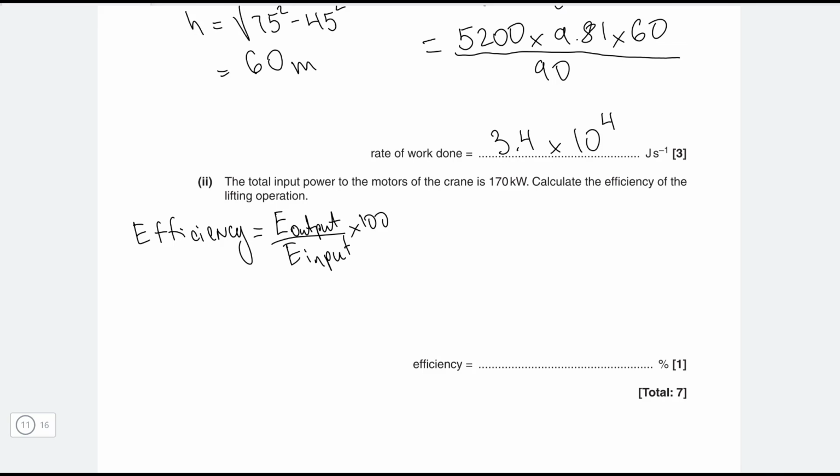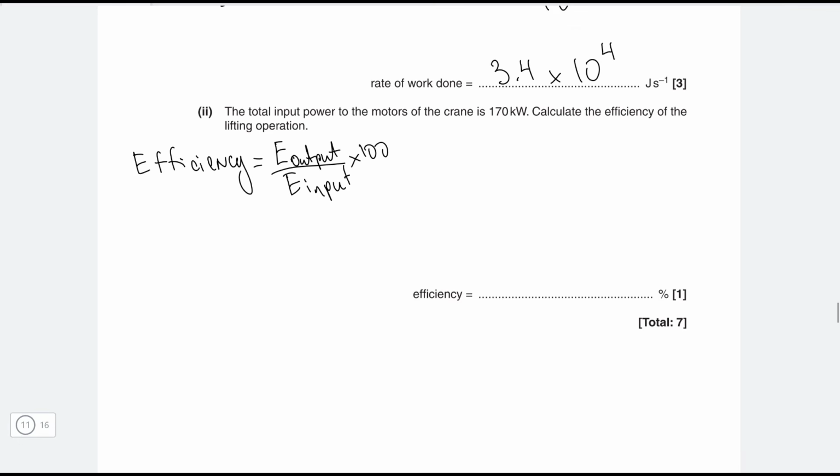The only reason I'm writing this in terms of energy is because that's what you're given in your formula booklet. So our efficiency has exactly the same equation for power as well. Shall we just change that to P, so we can say that this is equal to our power output divided by our power input.